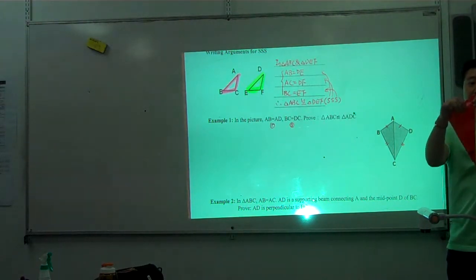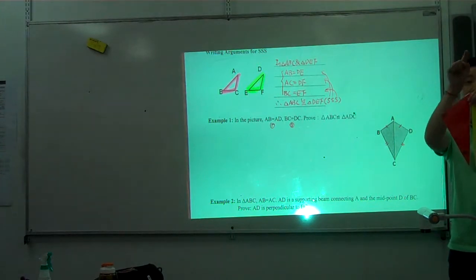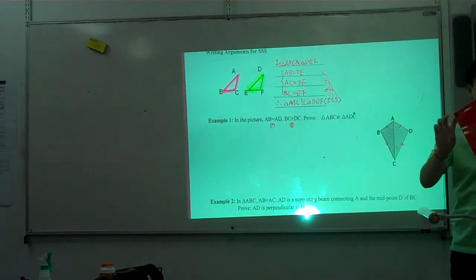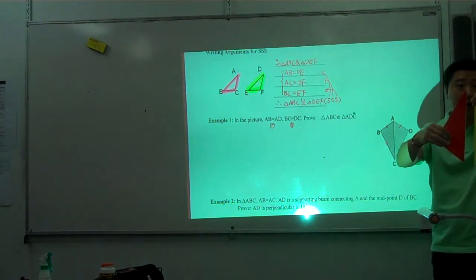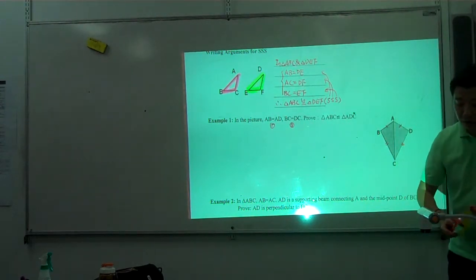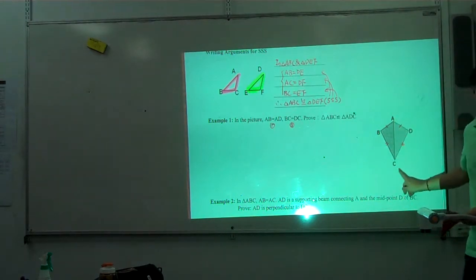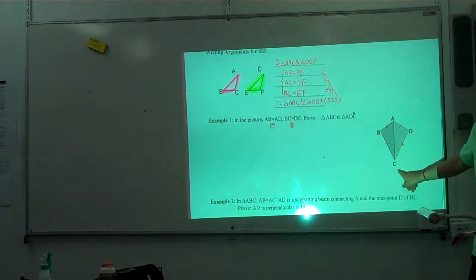So if I fold it apart, is this the A for this yellow triangle? This is the A for the red triangle, right? Will A cover A? Yes. So AC equals AC, not CA, because you will not cover this one. Alright? So AC equals AC. Good. So what's the reason? Why AC equals AC? Because common, yes.